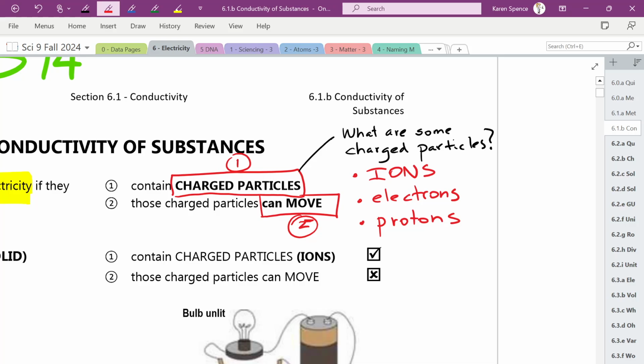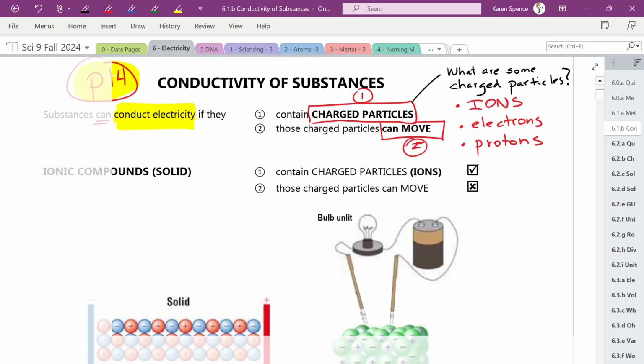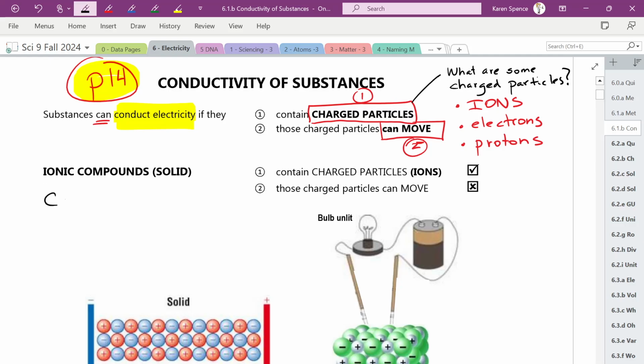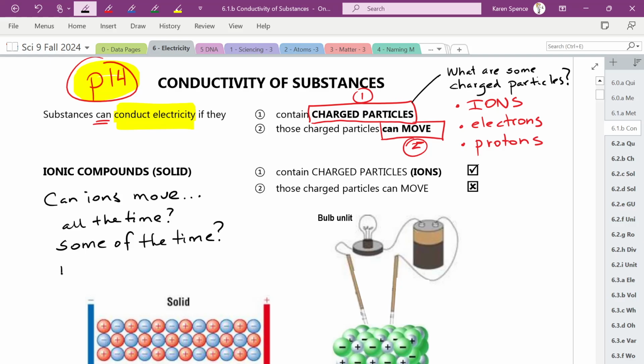Can ions move? All the time, sometimes, none of the time. So, can ions move all the time? Some of the time? None of the time?